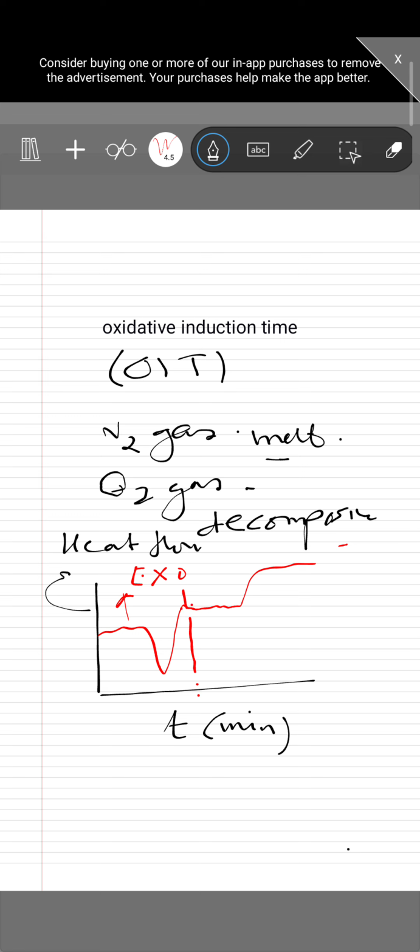Now at this point we are supplying oxygen, previously it was nitrogen, and this time is the OIT. This is the point where the material has started to decompose. So there is the starting of another peak, which is the indication that the material has started to decompose. So from the melting region, where the melting is complete, to the region where the decomposition starts to take place, this time is the OIT, and this is very important for polymers, and it's a routine check done for polymers.